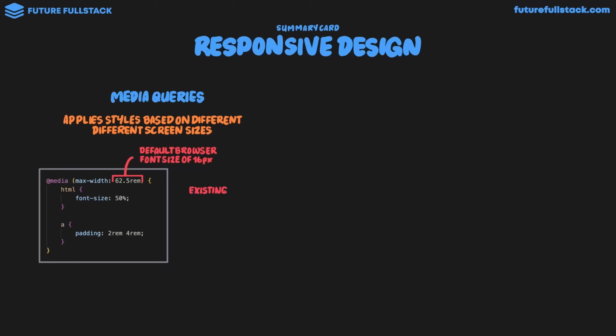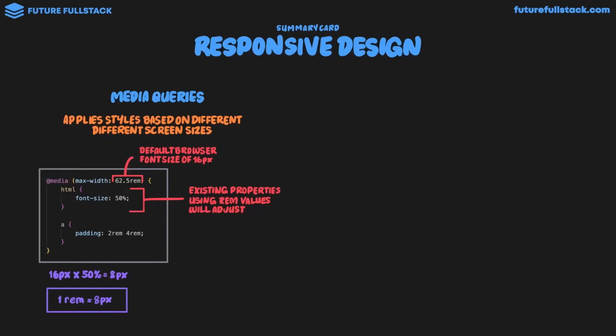We discussed how existing properties using rem values will adjust when changing the root HTML font size inside the media query. Over here, the properties adjust because by changing the root HTML font size to 50%, it now becomes 16 pixels, the default browser font size, times by 50%, which equals 8 pixels, which means that inside our media query, one rem is now 8 pixels. So any properties using rem values now reduce to 8 pixels, where outside the media query, they're likely based on 10 pixels. And we saw that by changing the root element font size with one line of code, we can dynamically adjust all properties using rems.